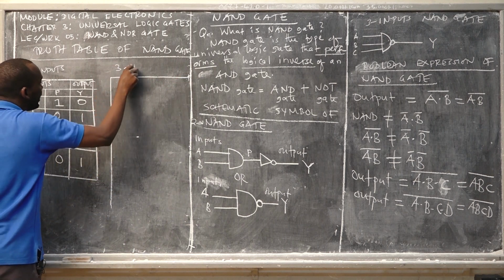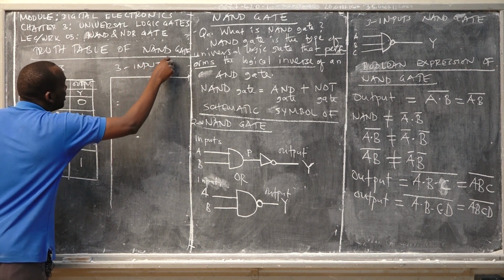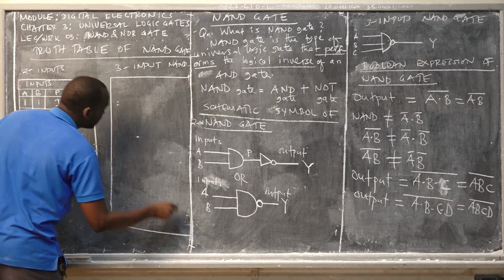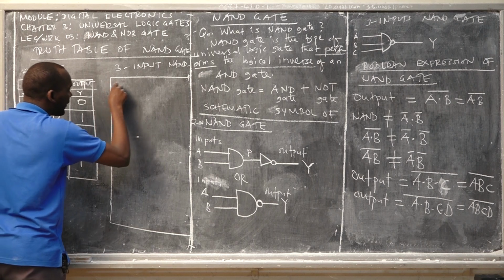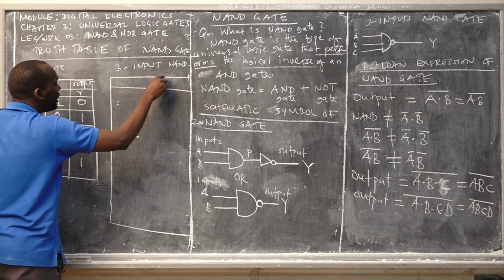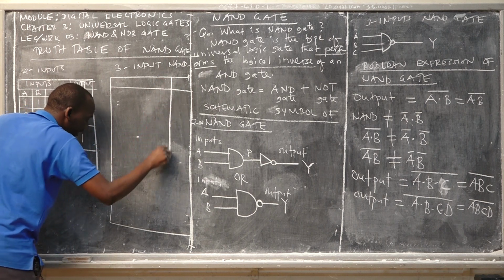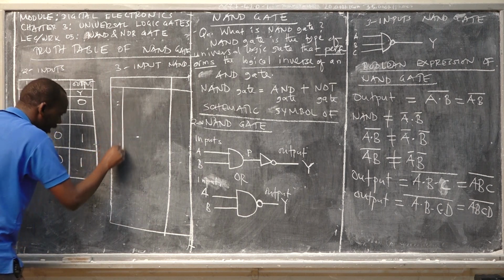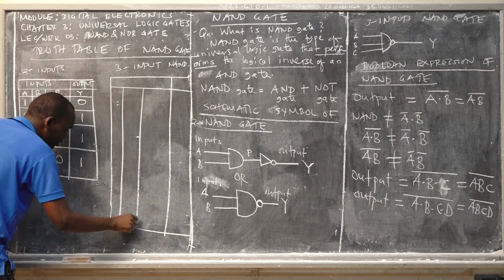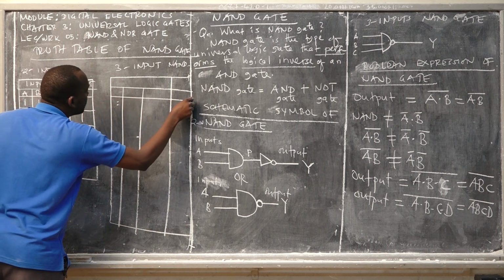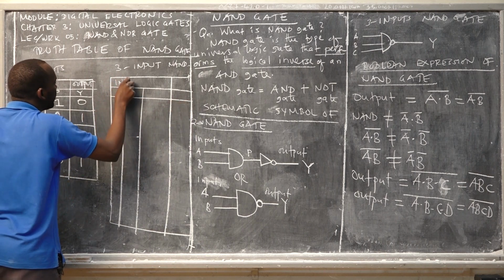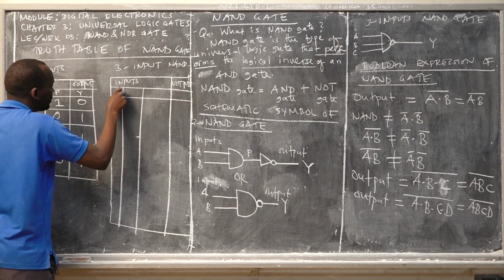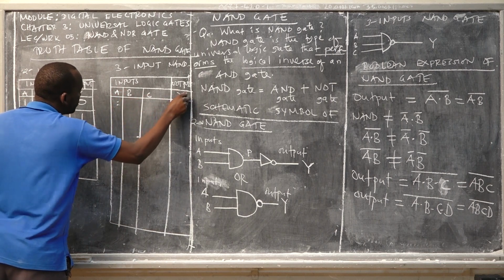So now, a 3-input NAND gate. And the great deal actually is not even to draw. It is to relate these concepts to real life applications. How can you use these logic gates to solve a real life problem? So here we have inputs, here you have outputs. So input A, input B, input C, output Y.